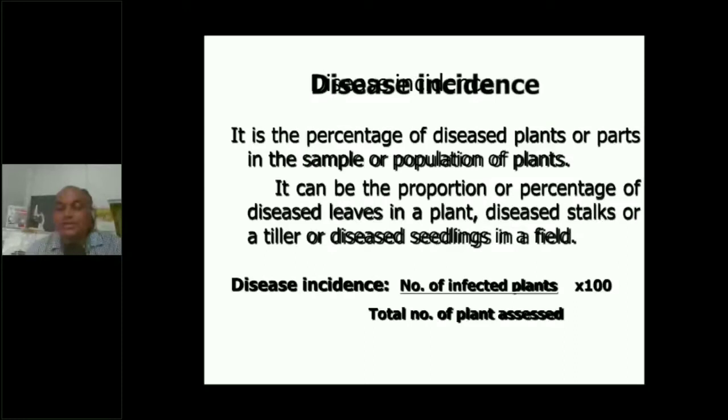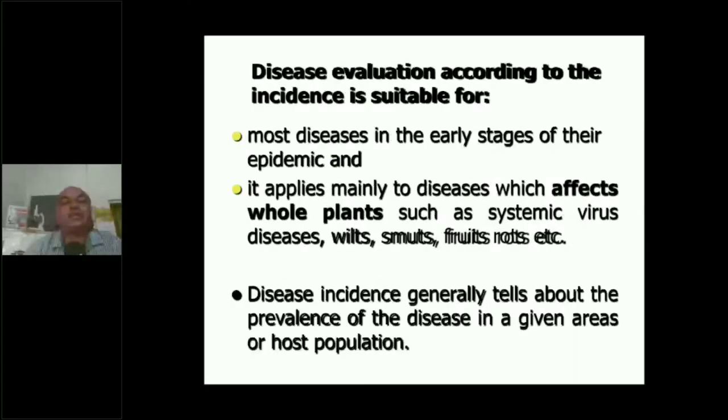How much disease incidence is there, that you can calculate. Then disease evaluation according to the incidence is suitable for most diseases in early stages of their epidemic, and it applies mainly to diseases which affect whole plants, such as systemic viruses, diseases, weeds, fruits. In those cases, you can use disease incidence.